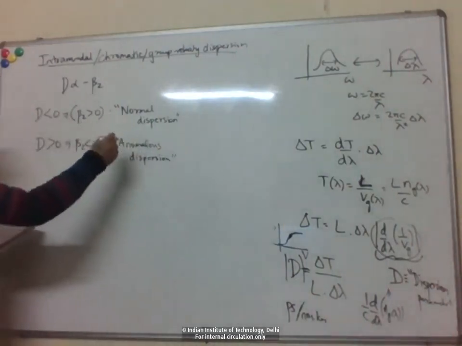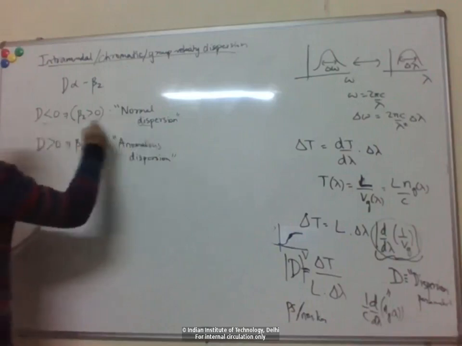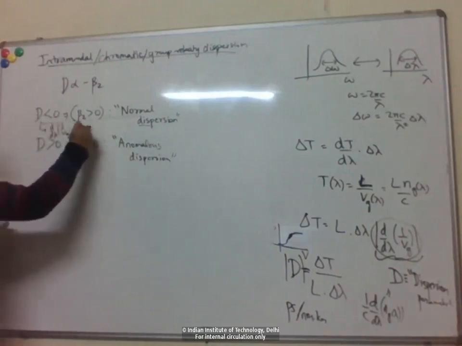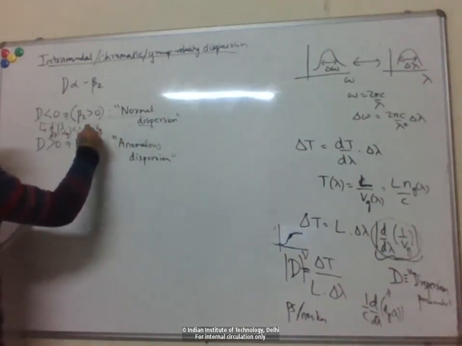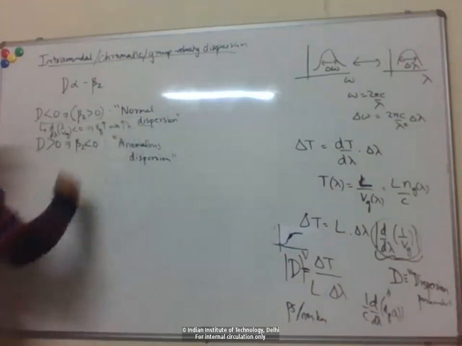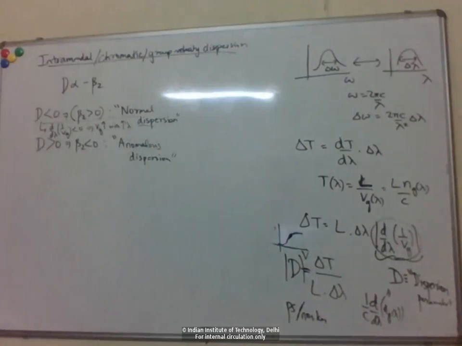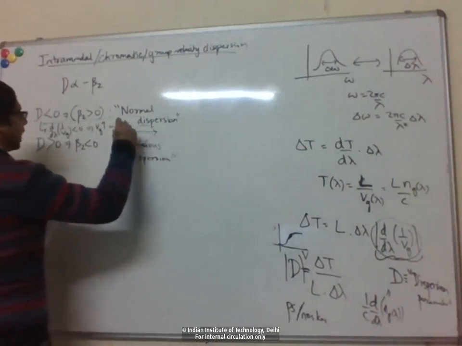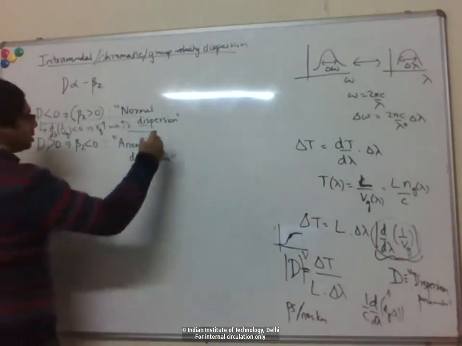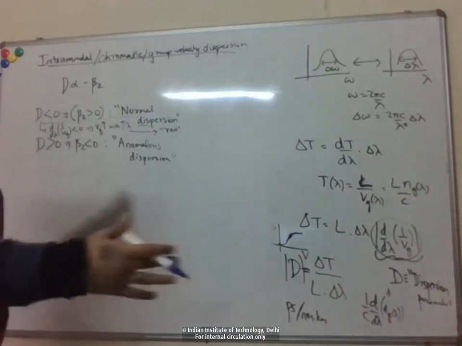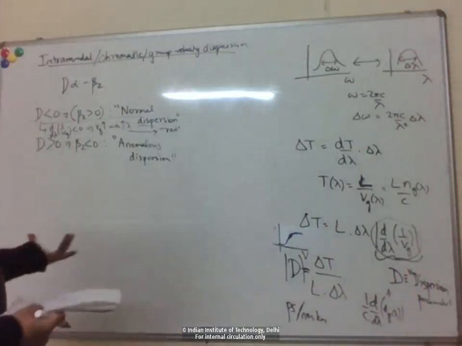Okay, again, what does this mean? Normal means, recall, d by d lambda of 1 over Vg is negative. This implies Vg increases with increasing lambda, right? So this means that higher wavelengths or lower frequencies, we call them red. If you look at the visible spectrum, red are higher wavelengths and blue are shorter wavelengths, right?